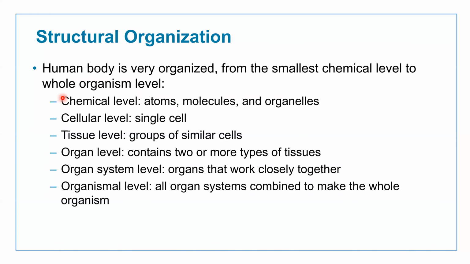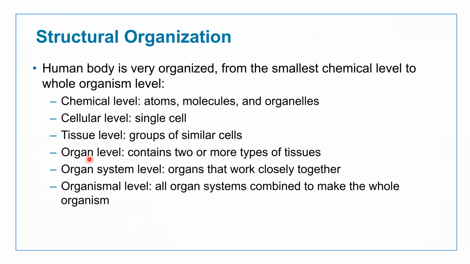And you can see here levels of organization from the smallest to the largest. So we start with chemical level: atoms, molecules, organelles. Then cellular level, single cell. Then tissue level, and tissue is groups of similar cells. Then organ level. And what is an organ? An organ is any anatomical structure of your body that contains two or more types of tissues. For example, if we take a membrane and we study serous membrane or mucous membrane, you will learn that a membrane is made from connective tissue and epithelial tissue, so it's a simple organ.